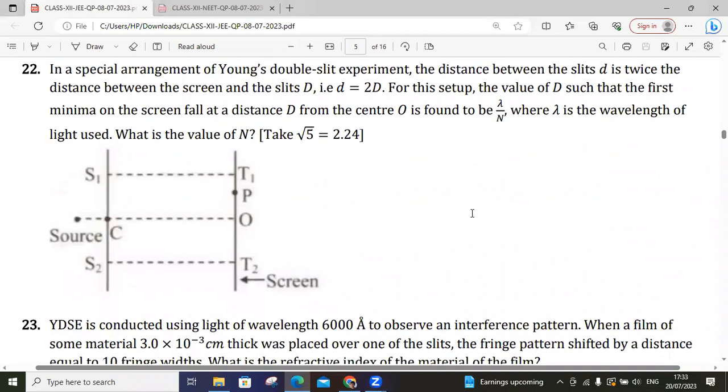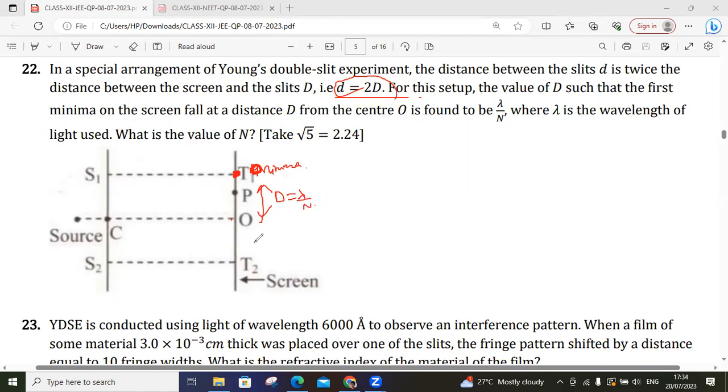22nd problem. In a special arrangement of a double-slit experiment, the distance between the slits d is twice the distance between screen and slits D. That is d is equal to 2D. Okay, this is given. For this setup, the value of d such that the minima on the screen fall at a distance D from the center O. This will be the dark fringe, right? Minima, dark fringe at a distance D from the center O. This will also be D. Is found to be lambda by n.